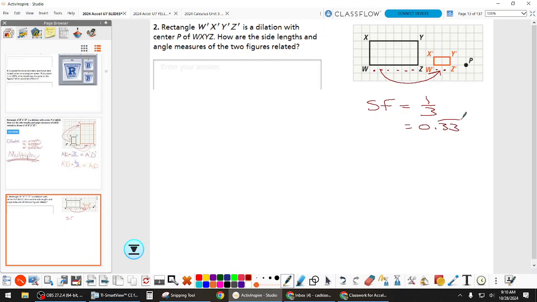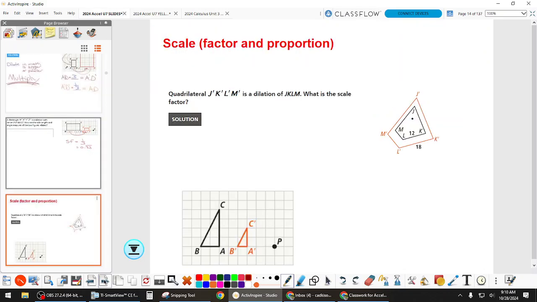Okay. All right, these are good. Let's move on. Okay, so scale factor is this thing that we've been talking about that you multiply by. We'll define it in a minute. What is the scale factor from original to image, or black to orange? What's the scale factor?